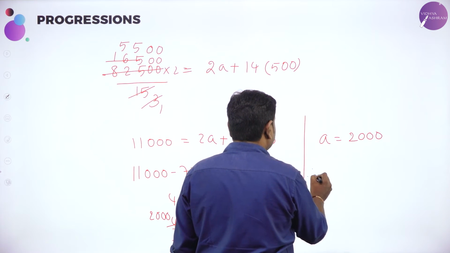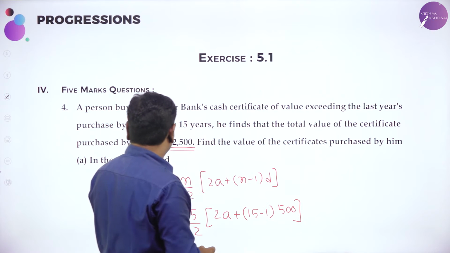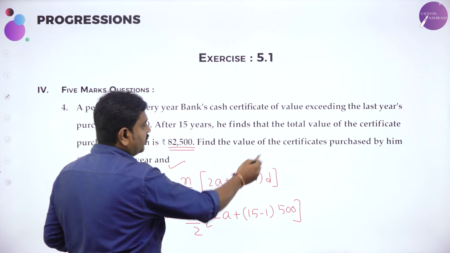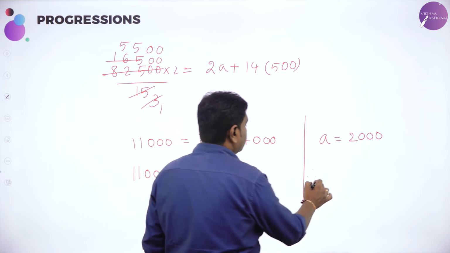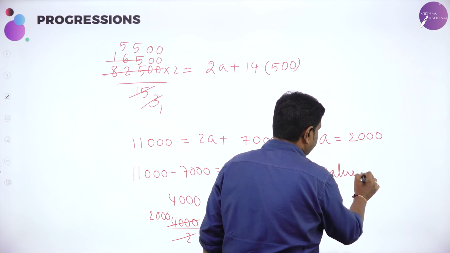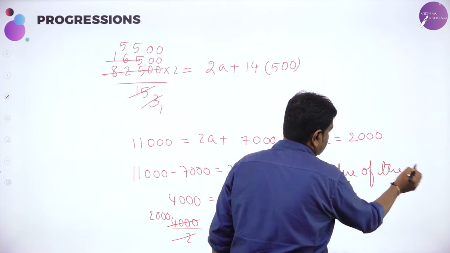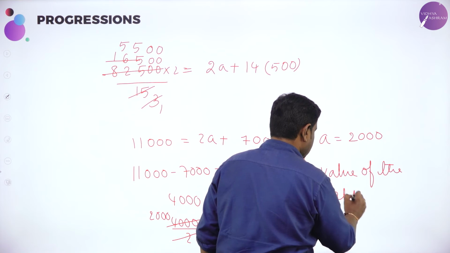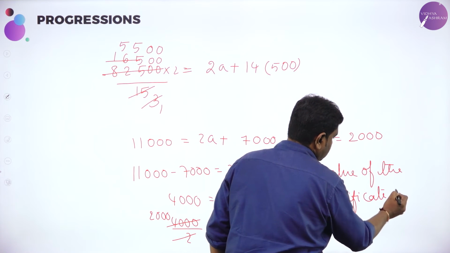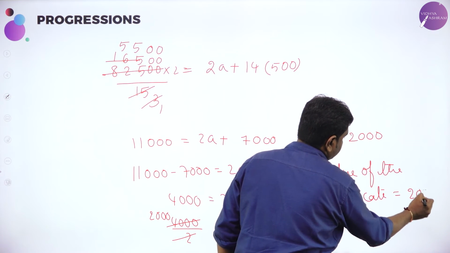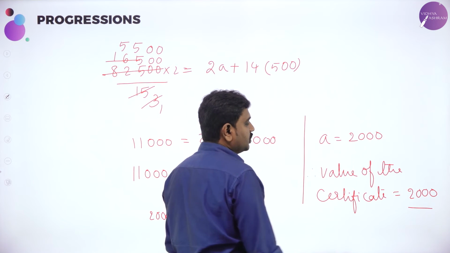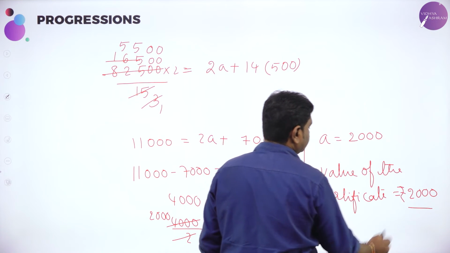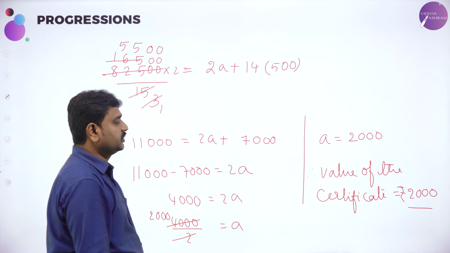So therefore what do they want? For the first year, find the value of the certificate. So therefore the value of the certificate is 2,000 rupees in the first year. Rupees 2,000. I hope all of you got this.